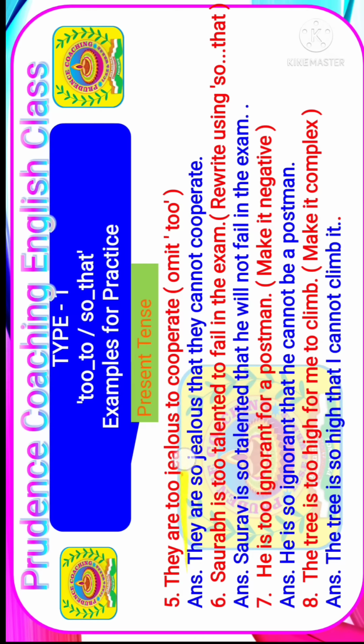Next one, they are too jealous to cooperate. This will be written as they are so jealous that. So here the pronoun is they. So here also we will use they cannot cooperate.